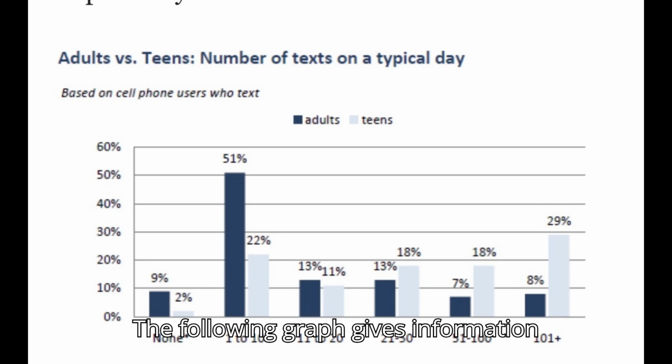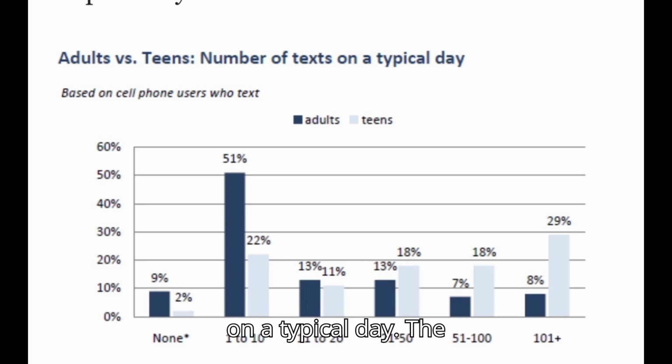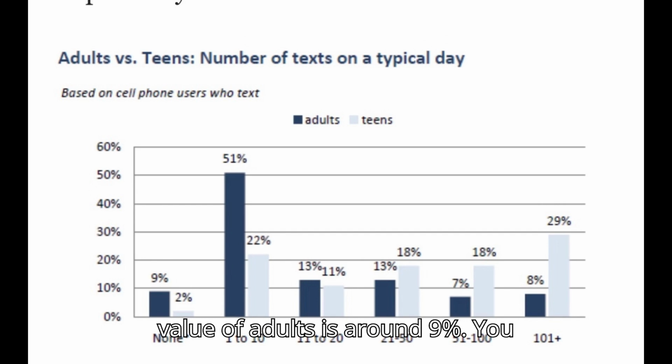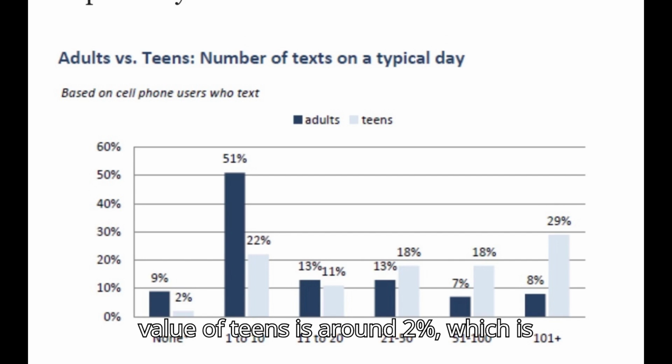The following graph gives information about adults versus teens, number of texts on a typical day. The items include none, 1 to 10, 11 to 20, 21 to 50, and 101 plus. You can see from this graph that, in none, the value of adults is around 9%. You can see from this graph that, in none, the value of teens is around 2%, which is lowest.